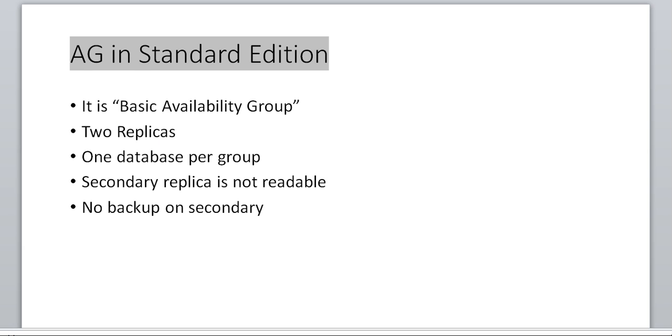In the next slide, the AG standard edition. Here we are talking about the basic availability group you will get if you are using the AG standard edition. So only 2 replicas you can use, 1 database per group. The secondary replica is not readable, no backup on secondary. You cannot schedule a backup on a secondary. Only these are the features you will get if you are using AG in standard edition.